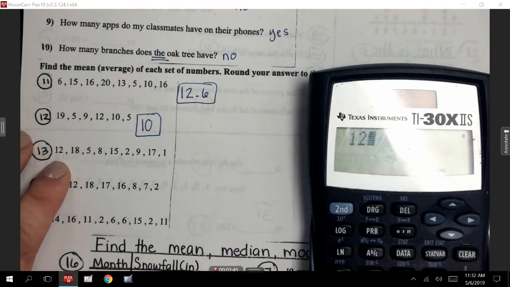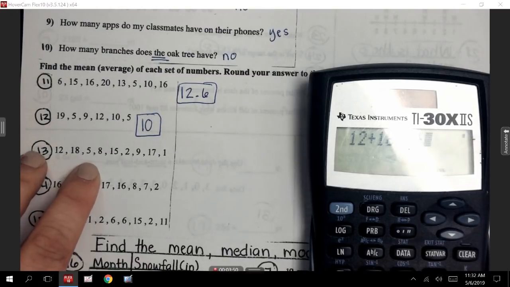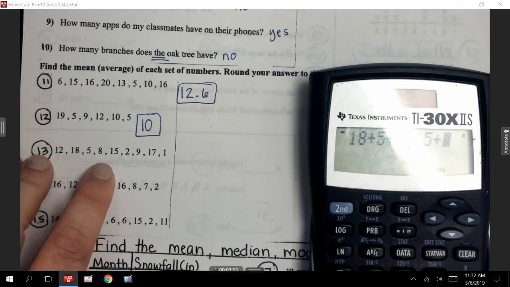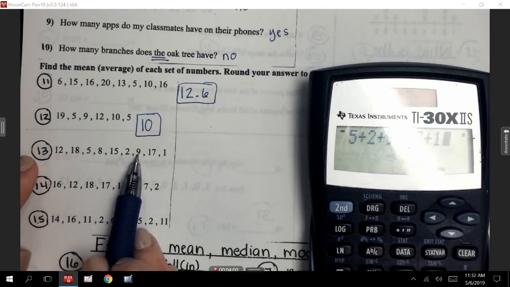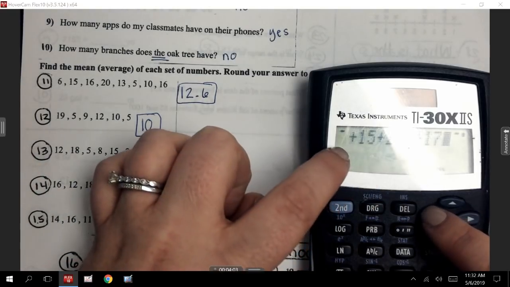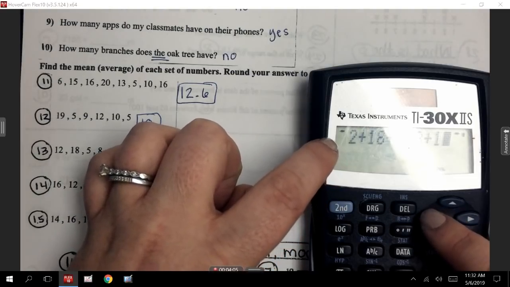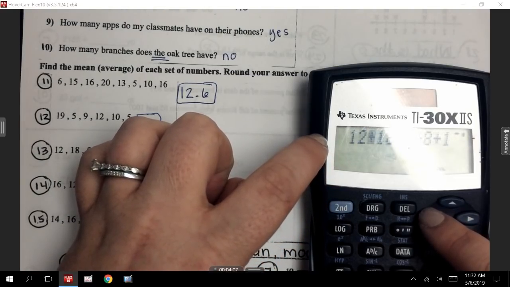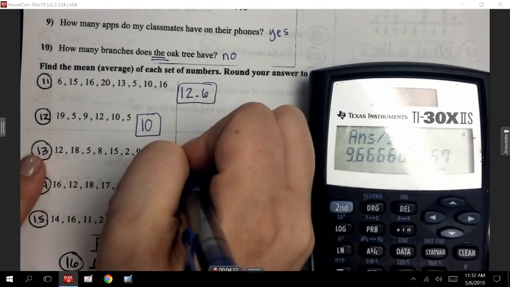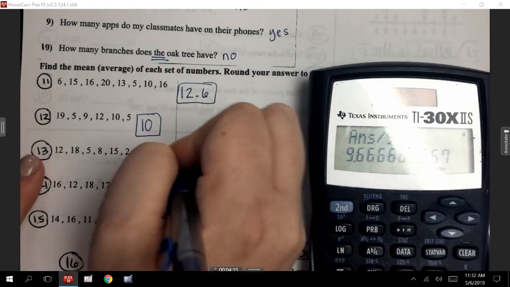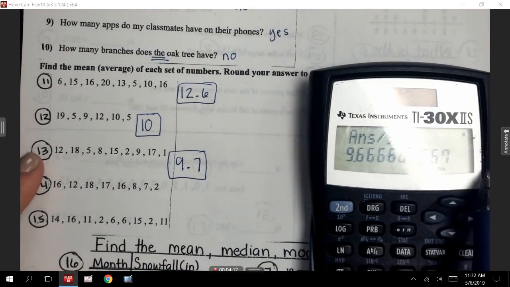Number 13, 12 plus 18, plus 5, plus 8, plus 15, plus 2, plus 9, plus 17, plus 1. Again, I'm going to check. 1, 2, 3, 4, 5, 6, 7, 8, 9 numbers divided by 9 gives me 9.7 here because that would be a 6 repeating, but remember a 6 would round up the other 6 to a 7.